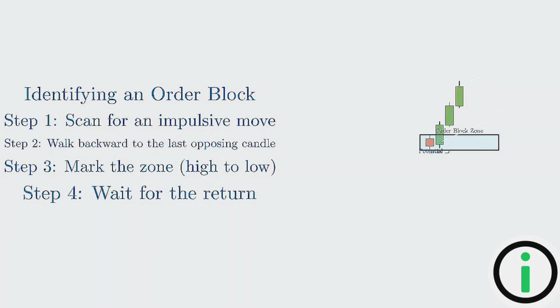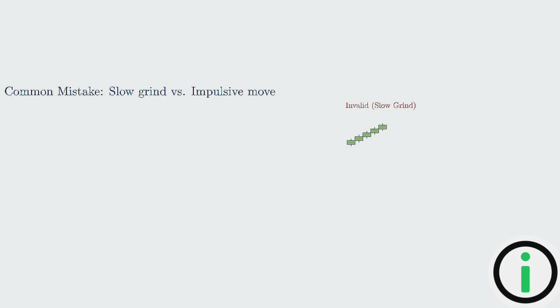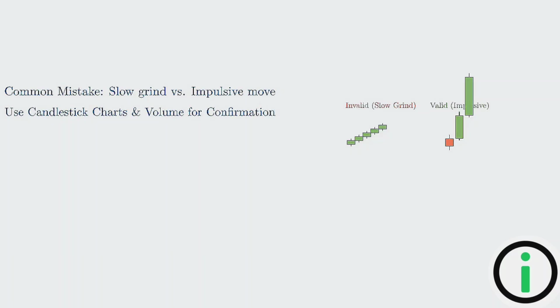We wait for price to return into that box on a lower time frame before we even consider an entry. A common mistake is marking every red candle before a green candle as an order block. This is wrong. Only the move immediately following the candle counts if it is genuinely impulsive. We want to see strong bodies, an expanding range, and often a visible increase in volume. A slow grind upward does not qualify. You now have a clear checklist to identify high-quality order blocks.